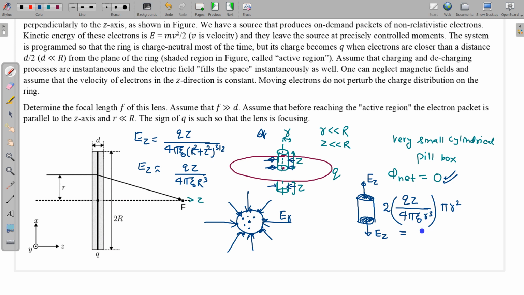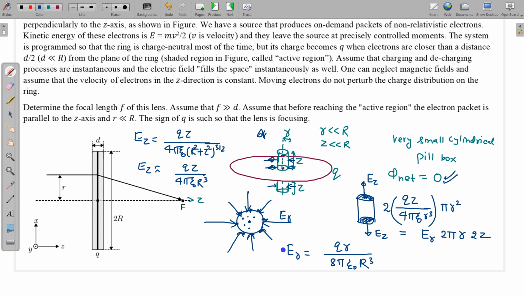So what is the flux of Er? Er multiplied by the curved surface area, because at every point the electric field and the area vector are in the same direction, or you can say in opposite directions. So magnitude wise it doesn't matter. So 2 pi, radius is r and length is 2z, so it is important, length is 2z. So Er, from here we can write it like this: Qr divided by 8 pi epsilon naught R cube. So this is the electric field.